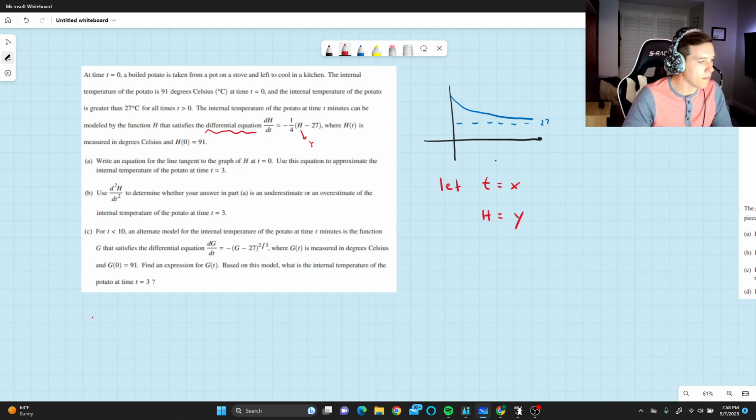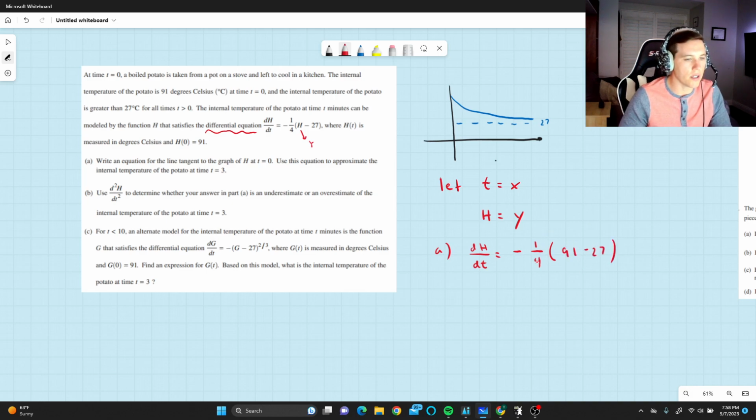Okay, so in part A, actually I'll do it over here. We're going to make a tangent line. This should be very basic. Don't mess this part up. You need two things. You need an initial condition, which they give you, and you need the slope at the initial condition, which you get by plugging into the differential equation. And you're not plugging in 0, you're plugging in h, which is 91.